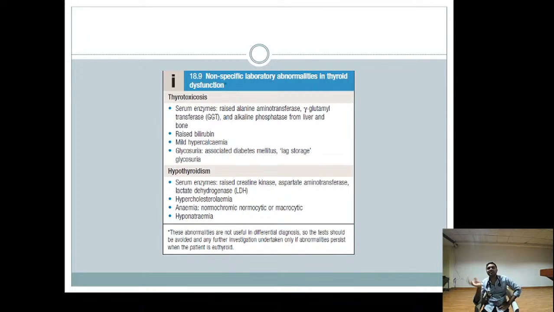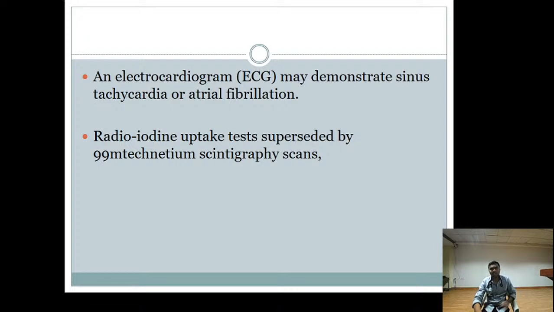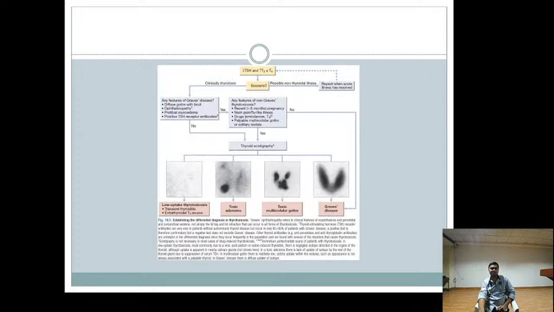What are the non-specific lab abnormalities in thyroid dysfunction? In thyrotoxicosis, there may be raised ALT, raised GGT, and raised alkaline phosphatase, or there may be raised bilirubin, and there may be hypercalcemia and glycosuria. ECG shows sinus tachycardia and atrial fibrillation in thyrotoxicosis, and radioiodine uptake tests are now superseded by technetium scan, that is 99m technetium scintigraphy scans.